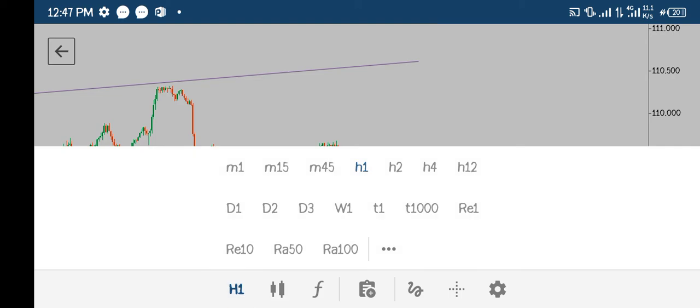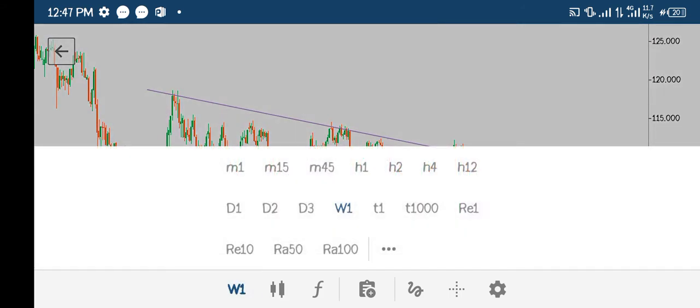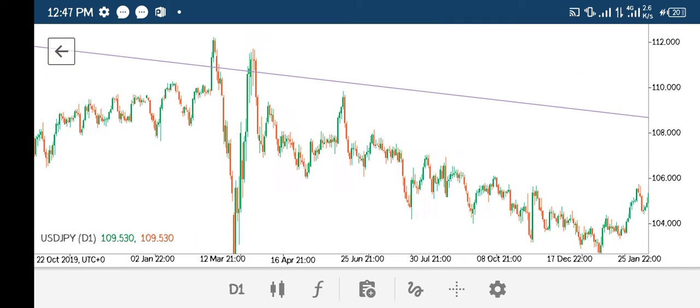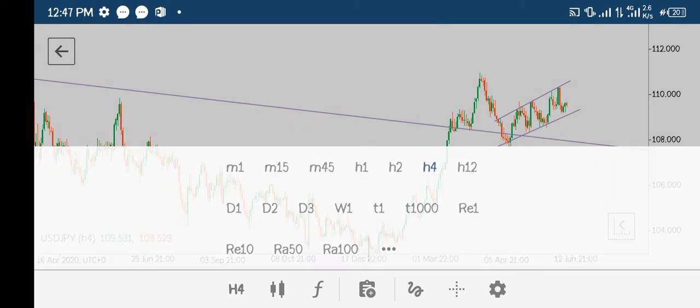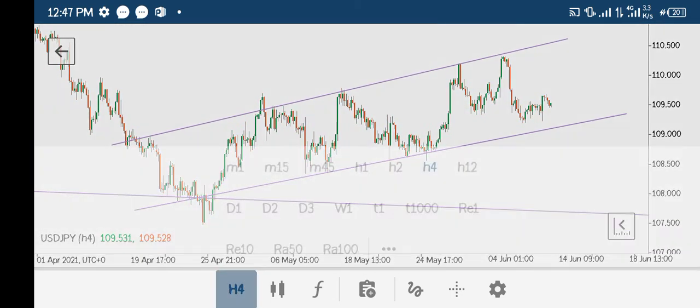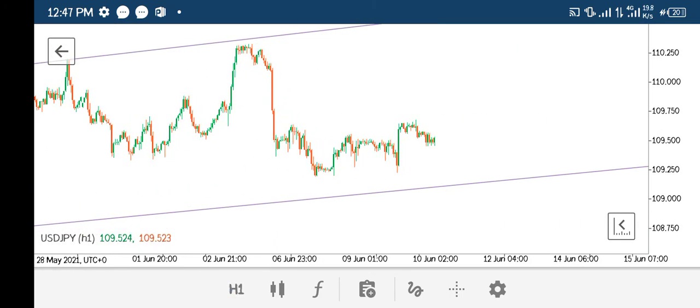All right, so this is how we analyze trades from a weekly time frame to the daily time frame, and then to the 4-hour time frame. And then for precision, you may want to use the 1-hour time frame to enter your trades.